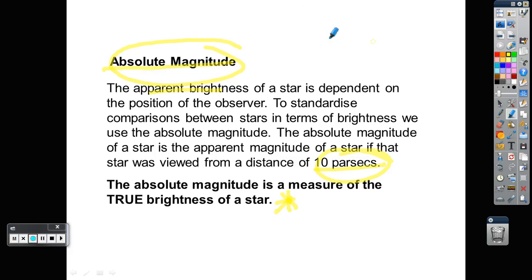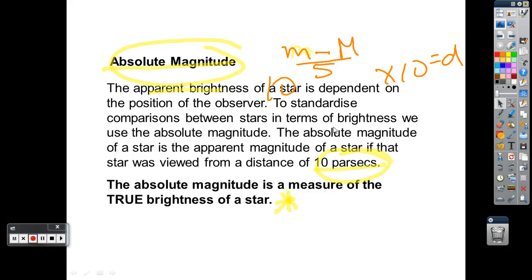Because once we know both the apparent magnitude and the absolute magnitude, we can subtract them. That's called the distance modulus. If we divide by 5, raise it to the power of 10 and then multiply it by 10, that equals the distance. So it's a quick and easy way of working out the distances around the universe. But we need to know both of these values.